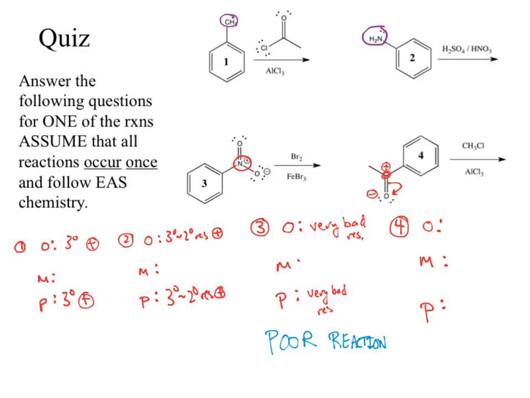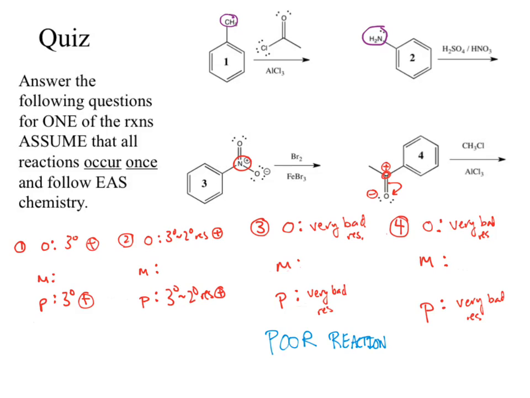Draw that extra resonance contributor. What's the result? That para-substitution product generates an incredibly bad resonance structure. What are we going to notice if we look at the ortho position? Same deal. We'll end up with a very bad resonance.